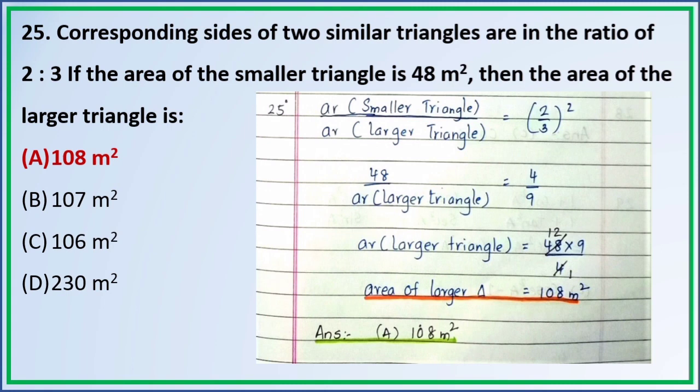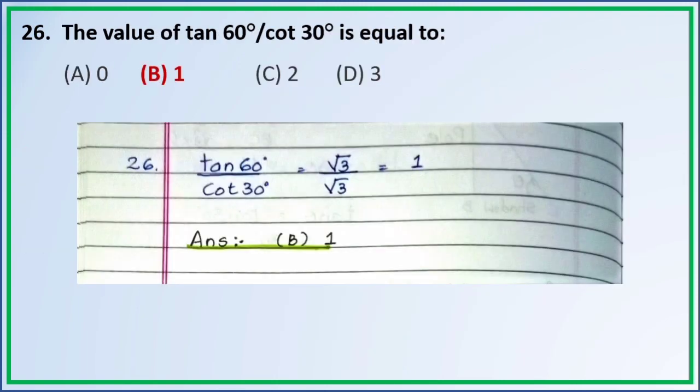Next question. Sides of two similar triangles are in the ratio 2:3. If the area of the smaller triangle is 48 square meters, what is the area of the larger triangle? We have already solved a similar question based on this. Area of smaller triangle divided by area of larger triangle equals the squares of the corresponding sides. By substituting the values and simplifying, we get the area of the larger triangle as 108 square meters.